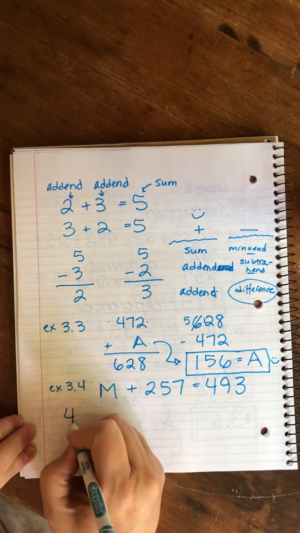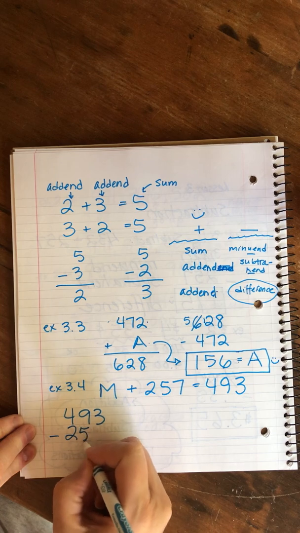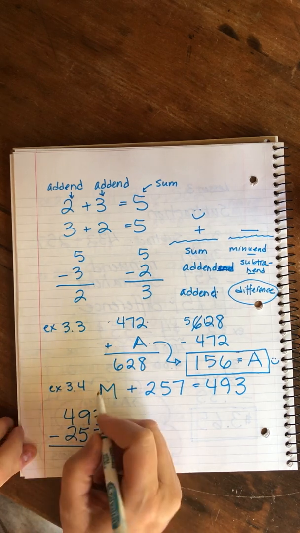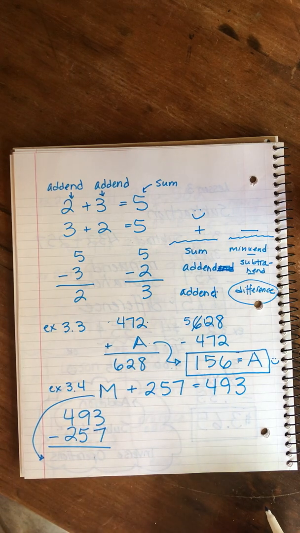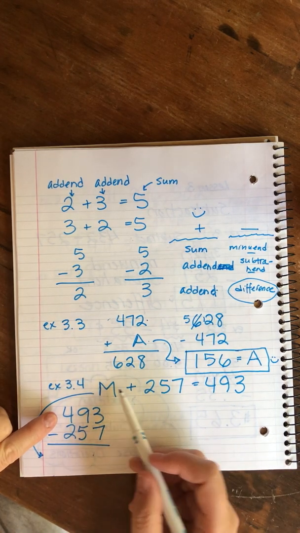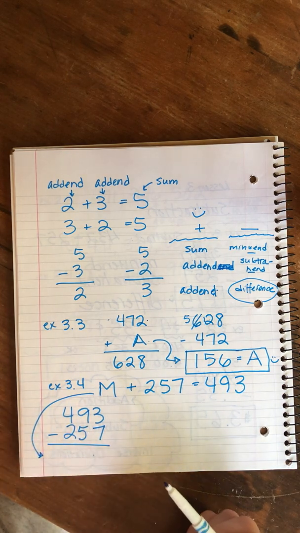So we're going to take 493 minus the addend that we do know, and that will give us the addend that we don't know. Okay? So instead of copying this out of the book, if I was doing my homework, I would go right to this. I would just copy that.